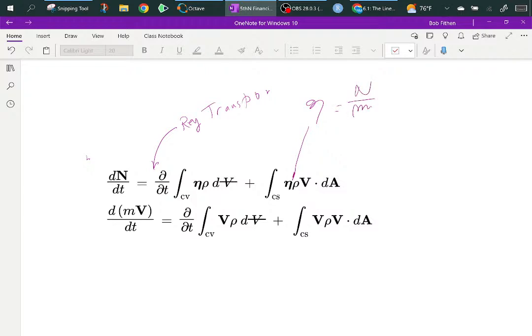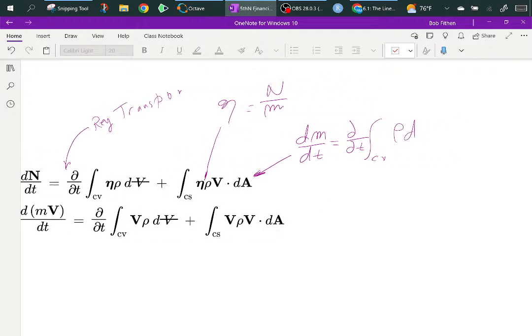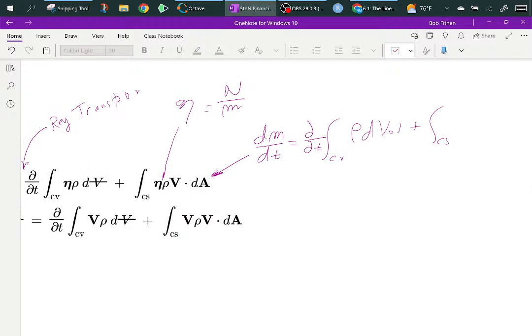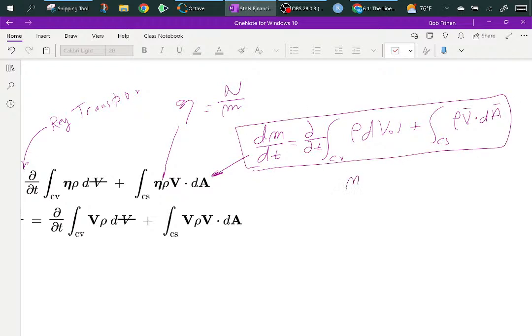Before, what we had done is we had taken that equation, and if you did dm, the change in mass of the system, it's basically equal to this plus the integral across the control surface of rho v dot dA, which breaks down to m dot in equals m dot out. That's essentially what that breaks down to.